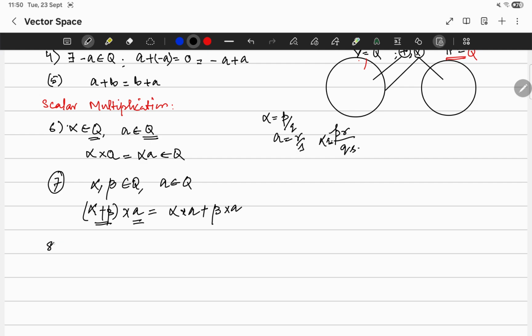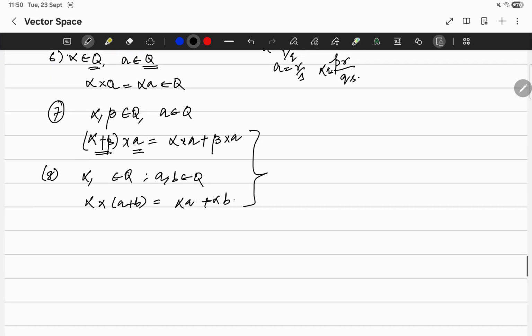Okay, so similarly, the eighth property: if alpha is a rational number, and A and B are two rational numbers, then alpha times (A plus B) will be equal to alpha times A plus alpha times B. Why are we writing these? Because Q is a field, so it satisfies these properties. This is again a rational number, and this is again a rational number.